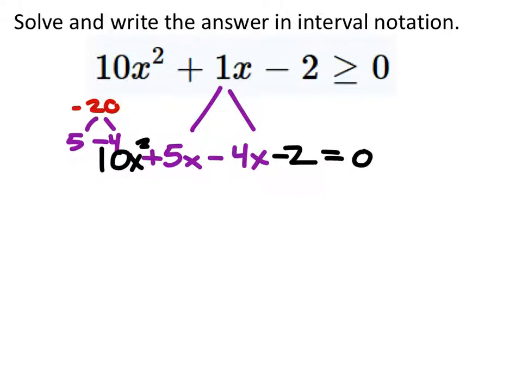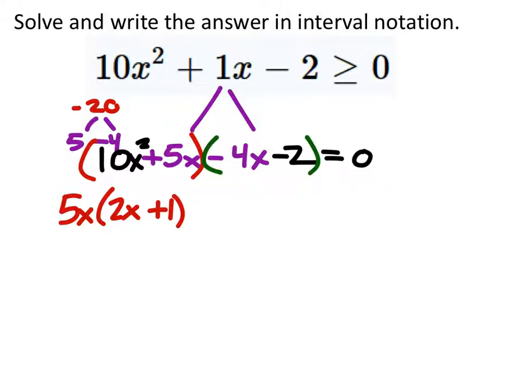We're not so concerned about that greater than or equal to part yet, right? Not until we get to the testing portion. Well, this brings us to factoring by grouping. So I'm going to factor out from the 10x squared plus 5x a 5x. So I've got a 2x plus 1. And from the second two terms, I'm going to factor out a negative 2, which leaves me with 2x plus 1.